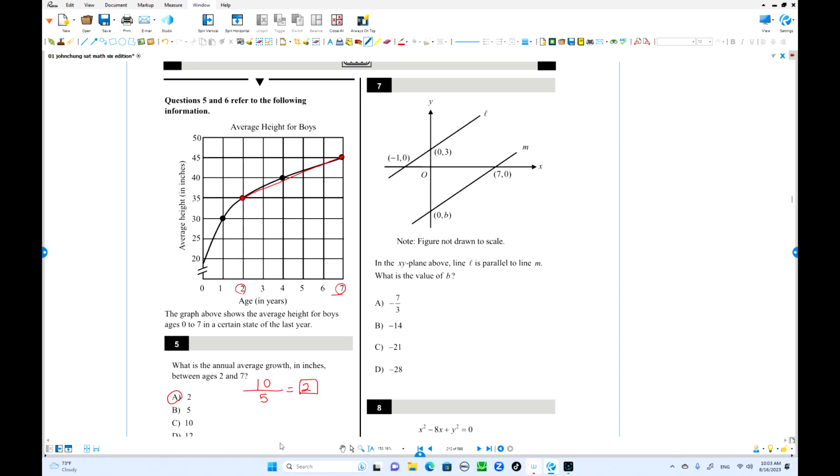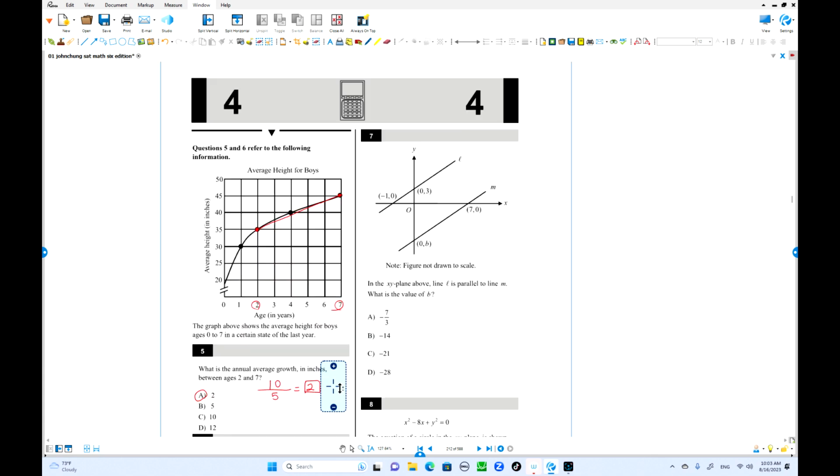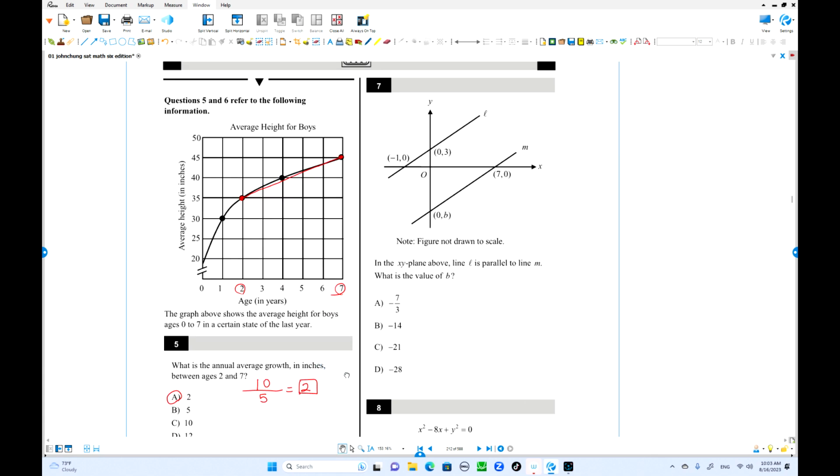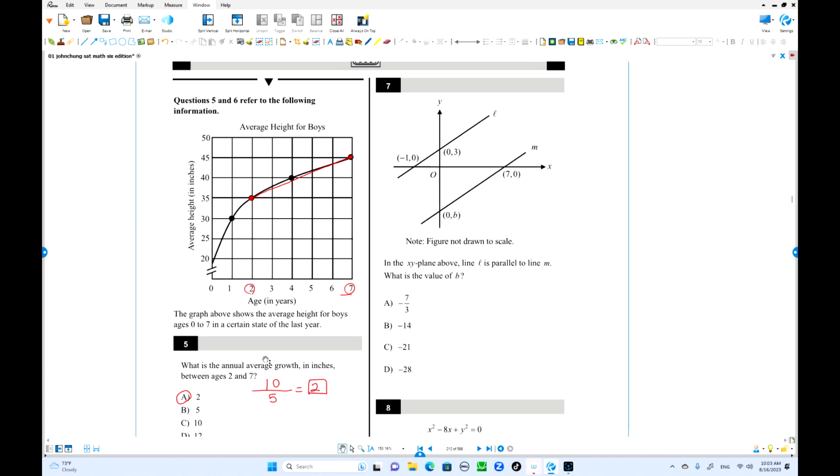This is number 7. We have two parallel lines. They say parallel, so we already know they have different y-intercepts. Just find out their slopes are equal. So what is the slope here? 3 minus 0 over 0 minus minus 1 is 3. That's the slope. Actually, this is 3 over 1.